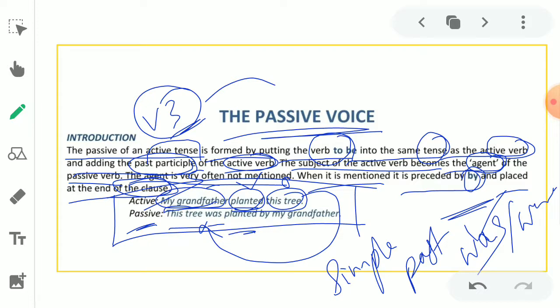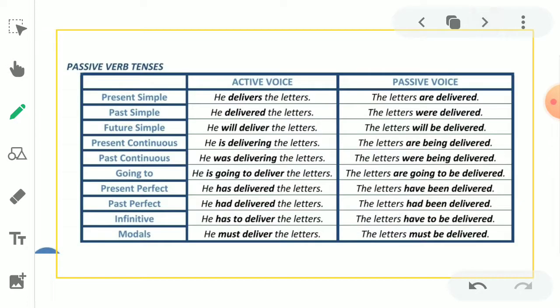What is the V3 form? As we have studied, the past participle form of plant is planted. The preposition by is used here: by my grandfather. So here my grandfather is the agent. Got it? You can understand the subject of the active voice becomes the agent. Yes, let us study further.